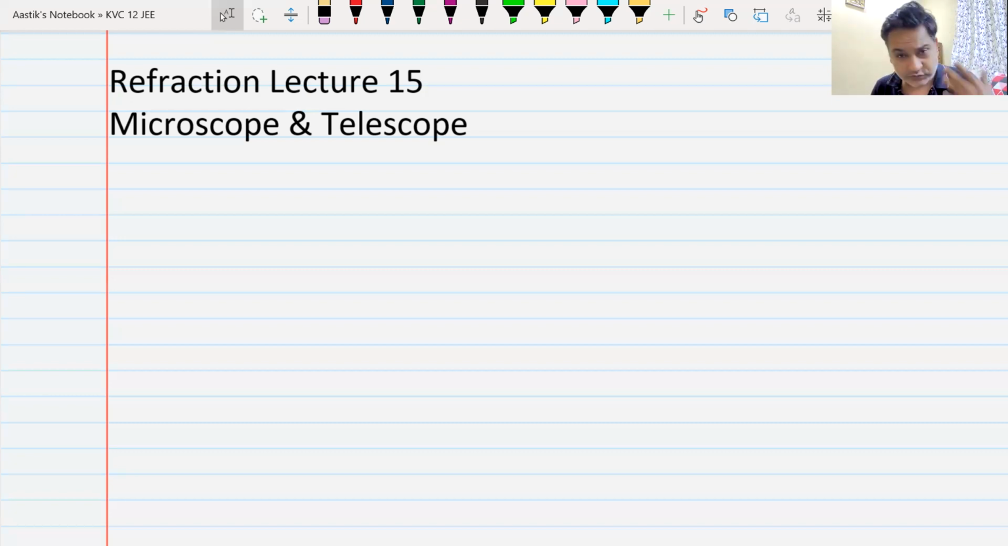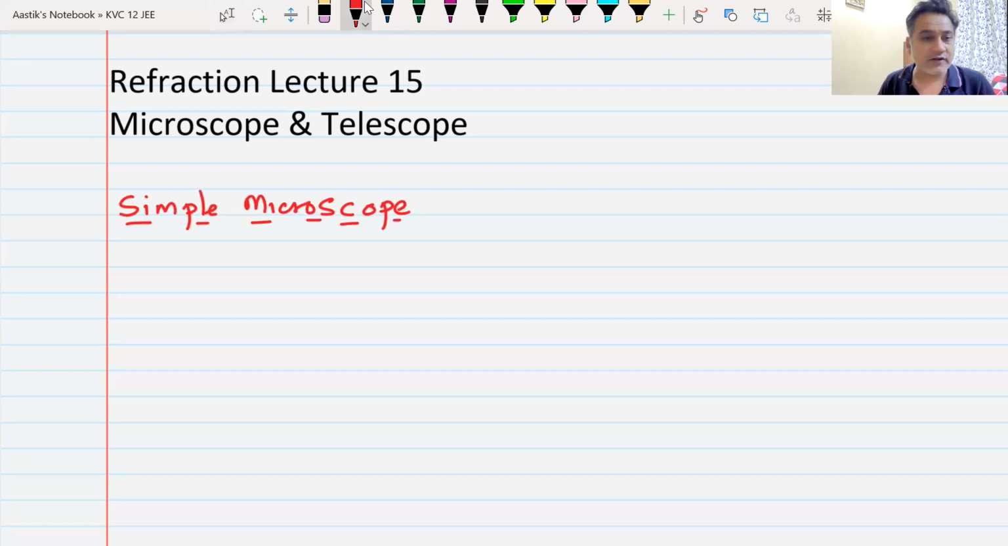We have got to discuss two things: microscope and telescope. And you know what microscope is used for? Microscope is used for seeing smaller things and seeing them bigger. Yes or no? First thing in this is known as simple microscope. What is a simple microscope? We all know what a simple microscope is. A simple microscope is nothing but a simple convex lens.